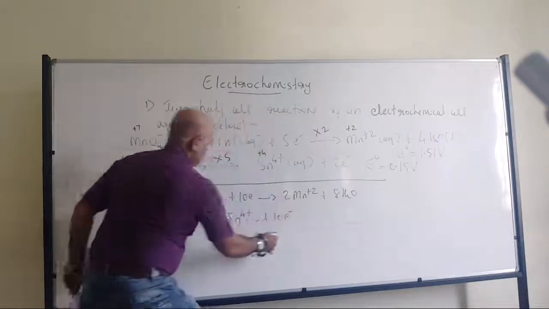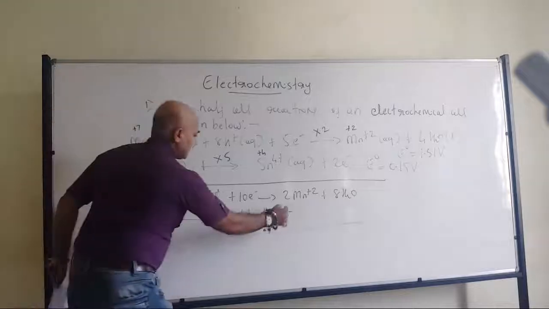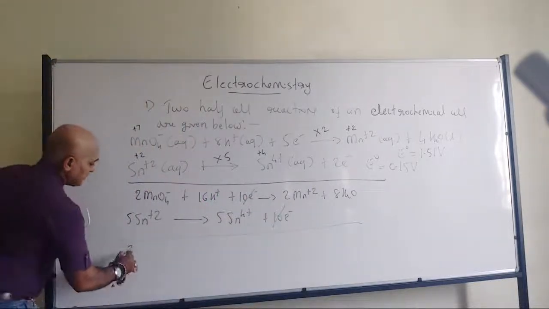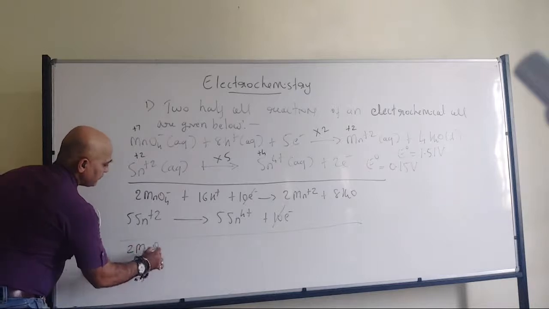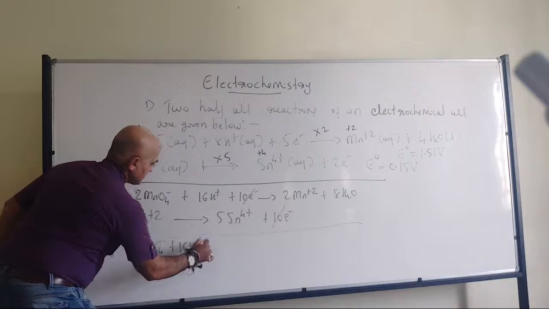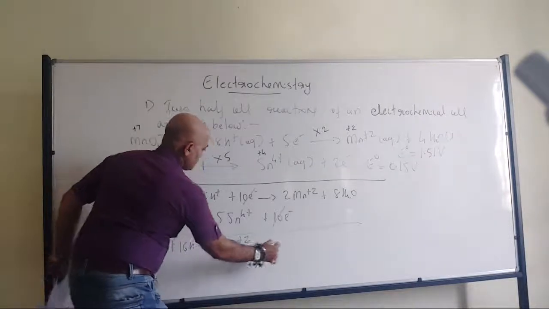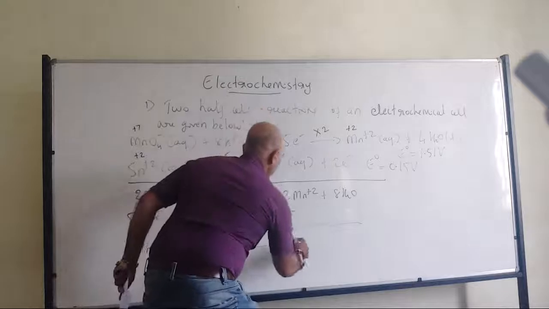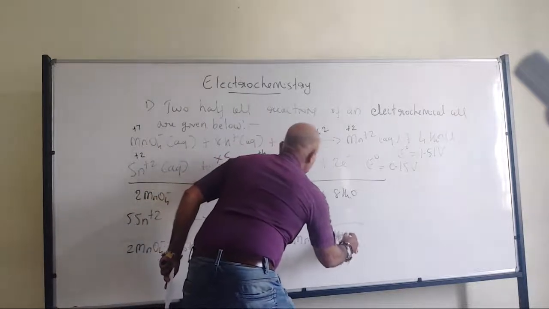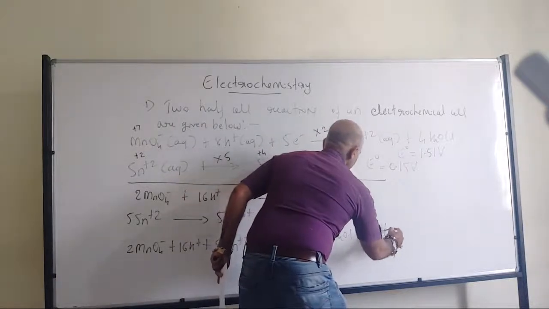So I have to add it up. Okay. So the 10 electrons will get cancelled. Whatever I have left over is 2 MnO4 minus plus 16H plus plus 5 stannous ion, which will get converted into 2 Mn plus 2 plus 8 water and 5 stannic ion.